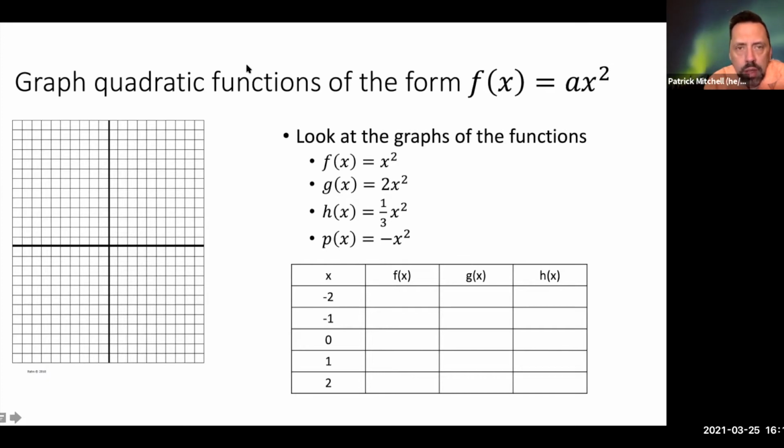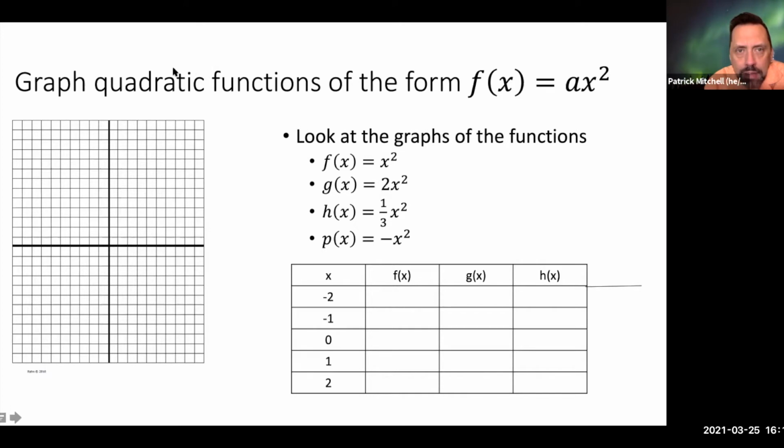And what I just realized is that I did not set up a column for p of x. On the next slide I did. All right. So we'll just add one over here.